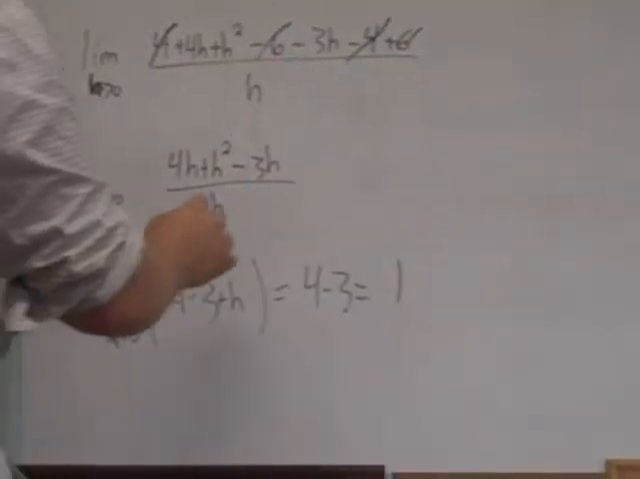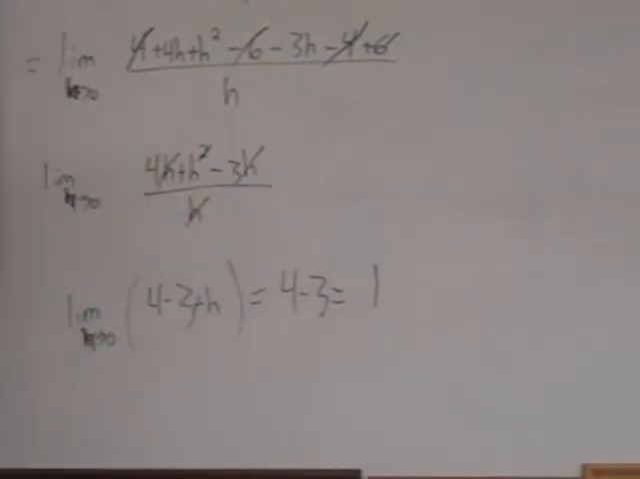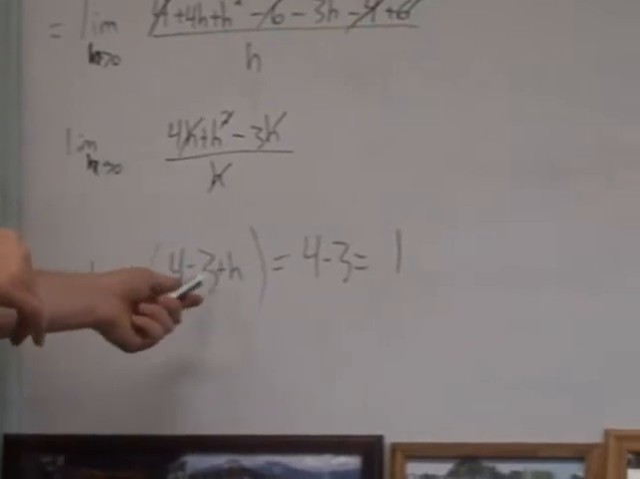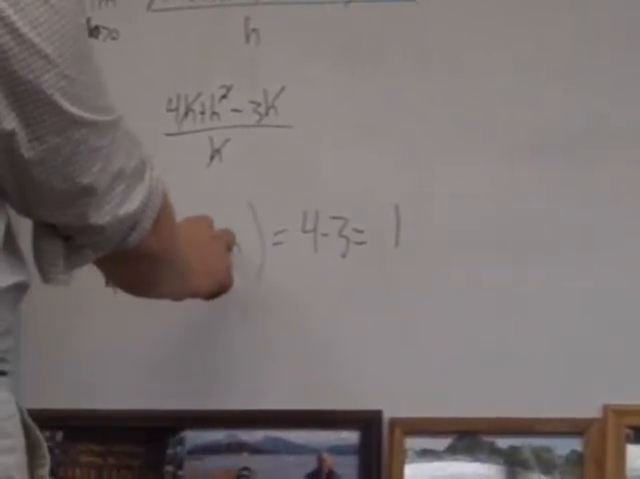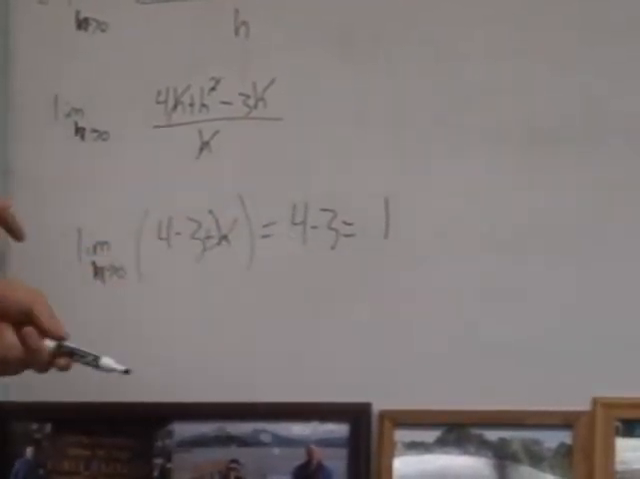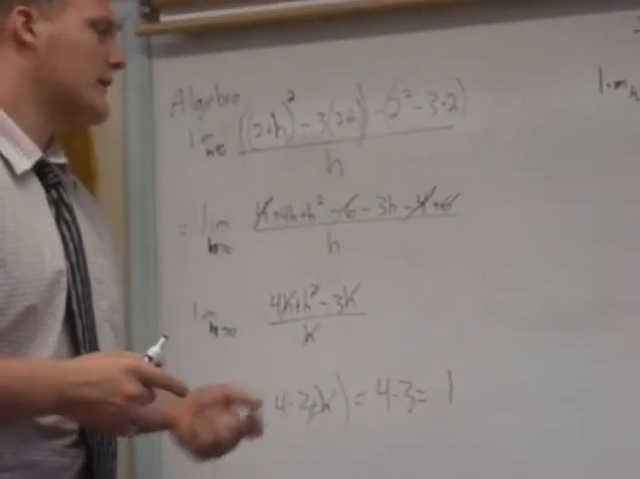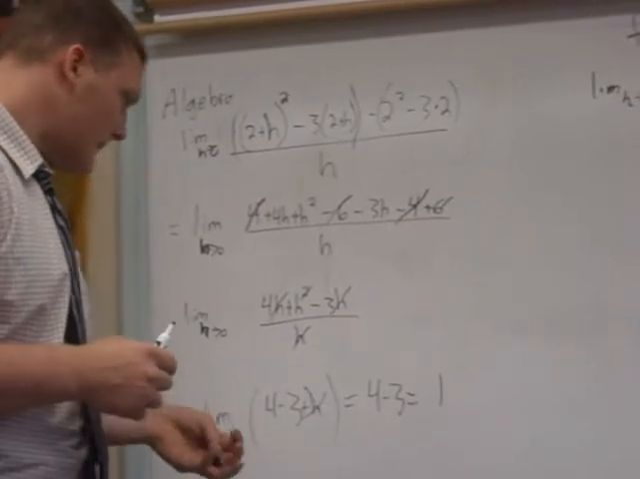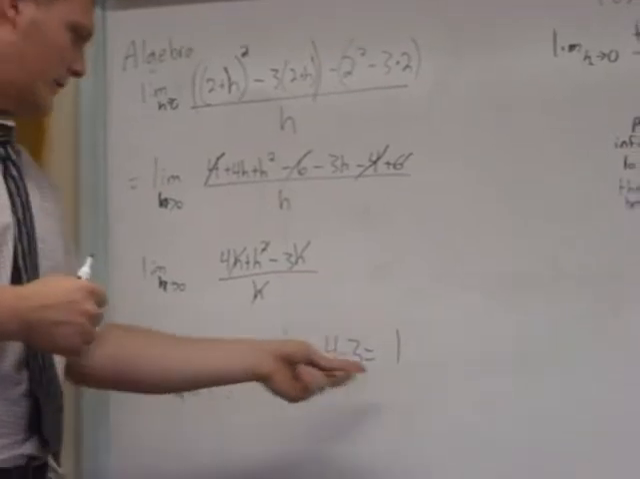So now we can cross out the h's, and we're left with the limit of 4 minus 3 plus h. Because h is approaching 0, this is essentially equal to 0, so we can cross this out too. So we're given the limit of 4 minus 3, which is equal to 1. So the limit is equal to 1. That means the slope is equal to 1, because this whole graph is a change in y over change in x, so the slope is also equal to 1.